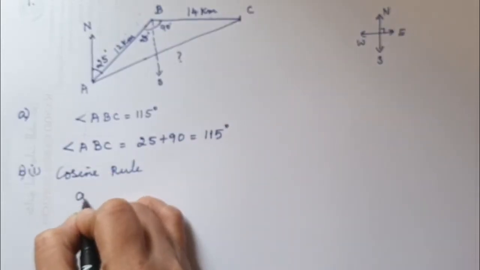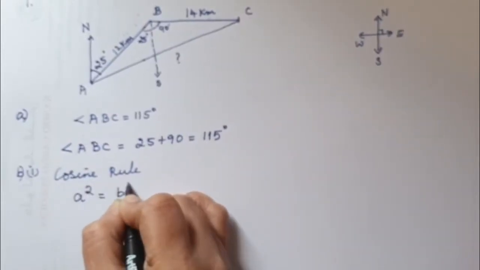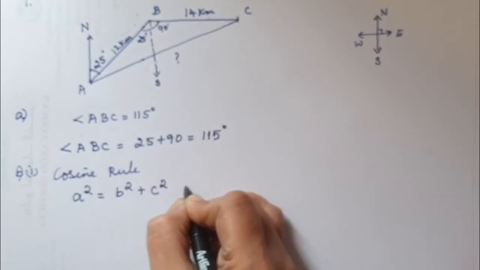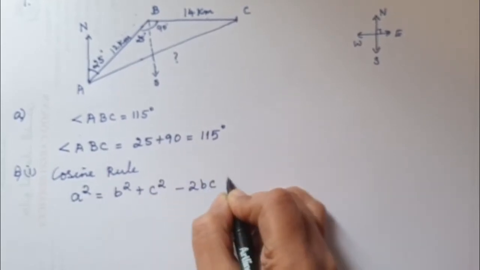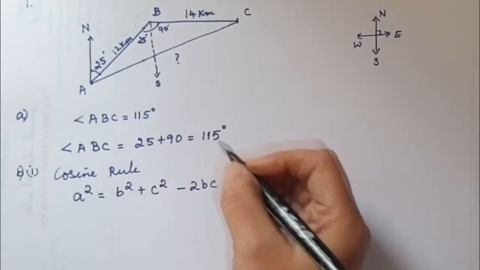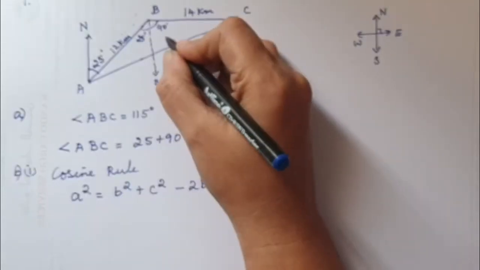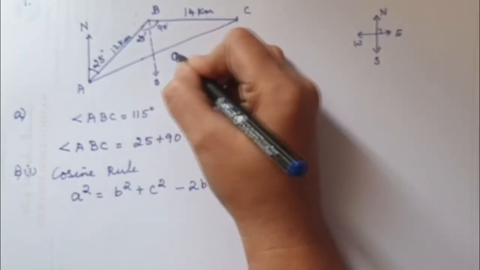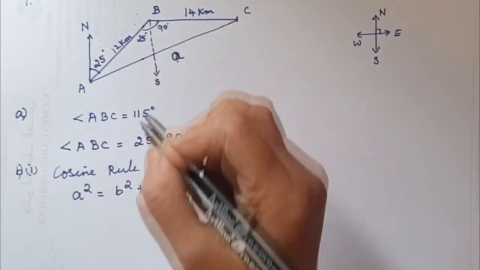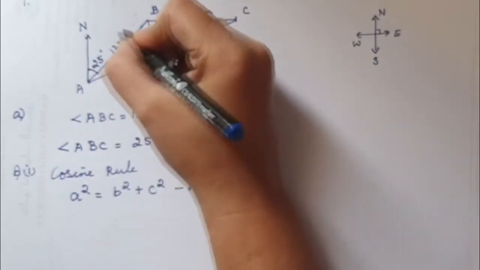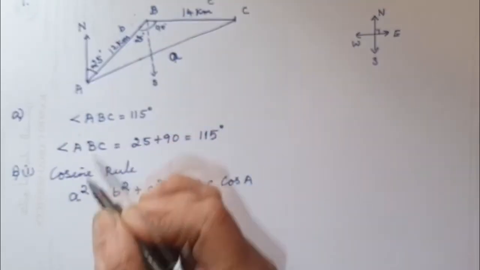What does the cosine rule say? a squared equals b squared plus c squared minus 2bc cos A. The side which you need to find is always our a. So this is a, this can be b, and this can be c.